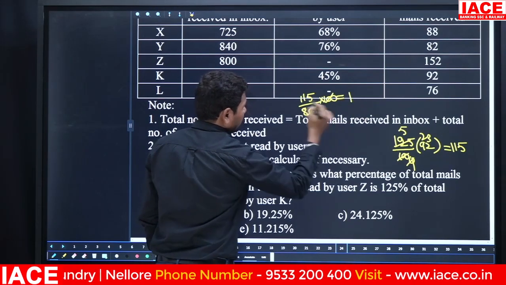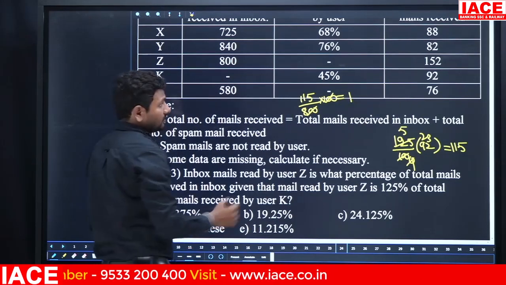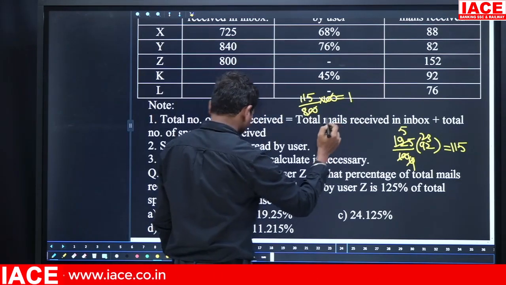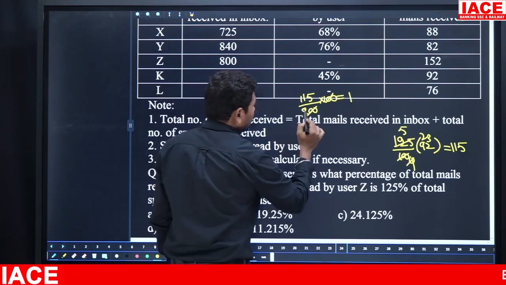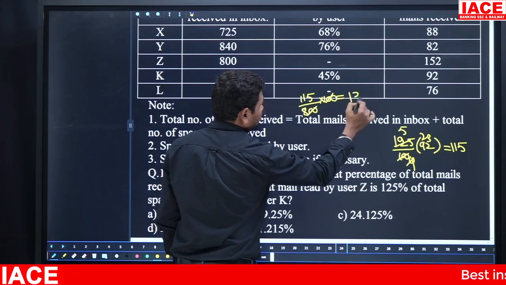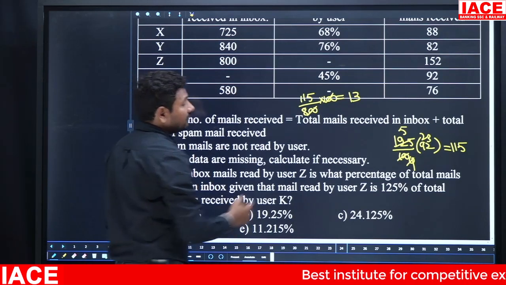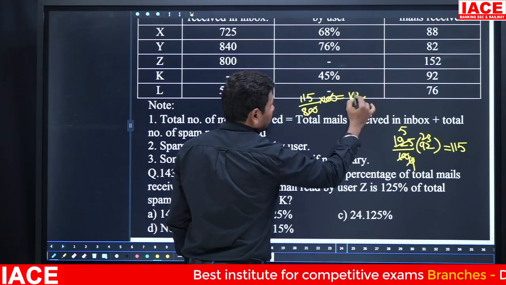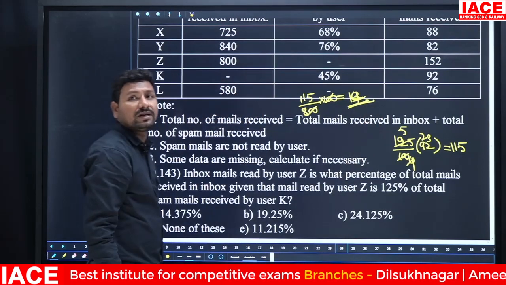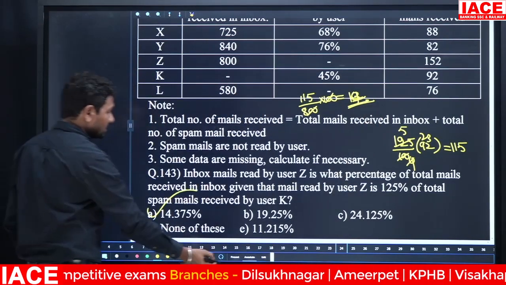0000 cancel. 8 ones are 8. Remaining value is what? 25. Here 8 threes are 24. 8 ones are 8. Remaining value is here 35. Sorry, 8 fours are 32. That means 14 point change percentage. 14 point change percentage means option A is correct.